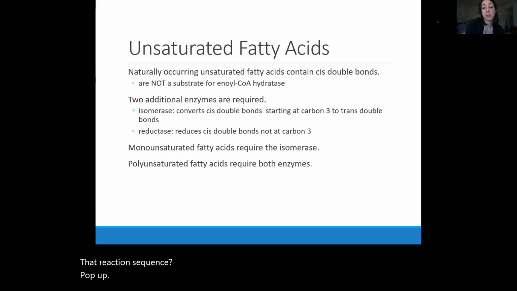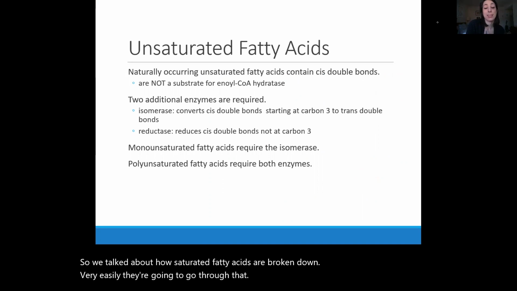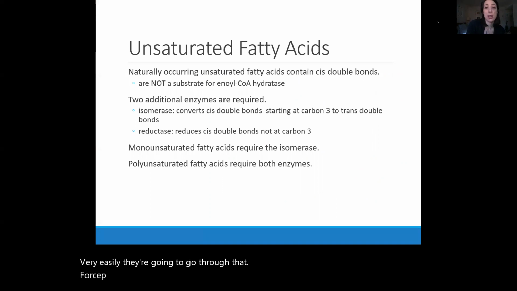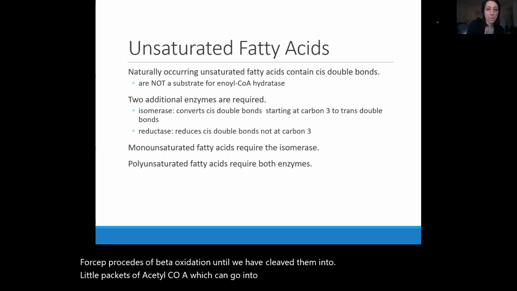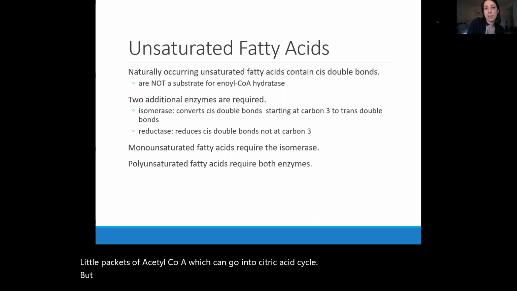So we talked about how saturated fatty acids are broken down very easily. They're going to go through that 4-step process of beta oxidation until we have cleaved them into little packets of acetyl-CoA, which can go into the citric acid cycle. But what happens when you suddenly have a double bond in your chain?